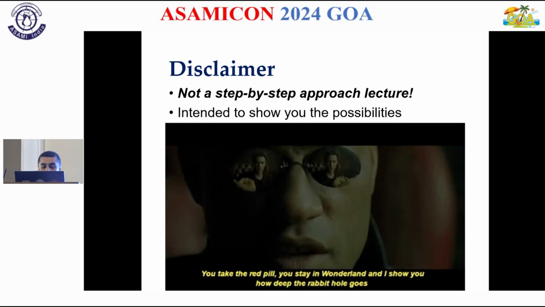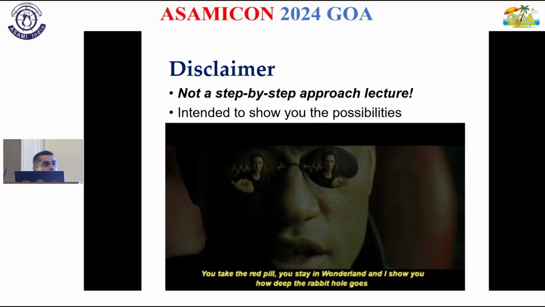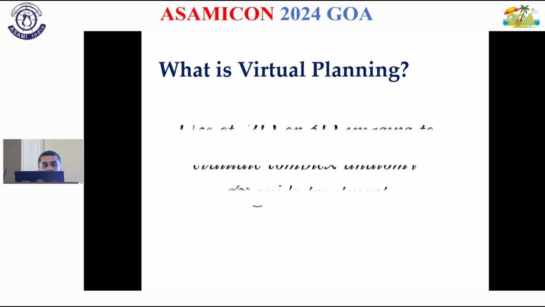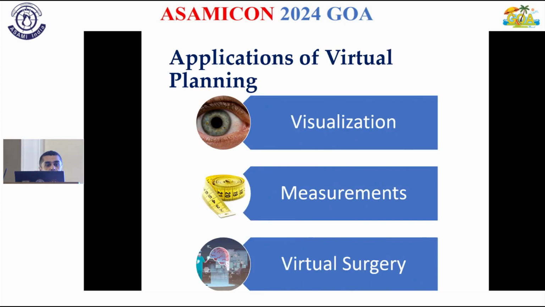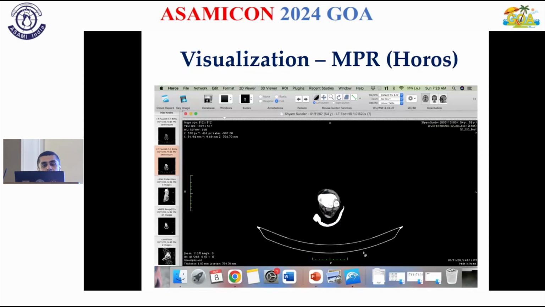And once you've seen the possibilities like the movie Matrix, you would never want to go back to your conventional sort of planning. So we already know it is 2D or 3D imaging techniques, which is used to evaluate complex anatomy, and it can help you guide treatment. I've divided this talk into 3 sections. How you can use planning for visualization, which we are already doing most of the time. Measurements, which can oftentimes be very precise and very important. And then also virtual surgery, which becomes a little bit more technical.